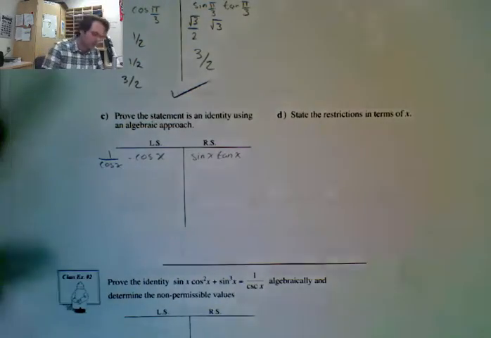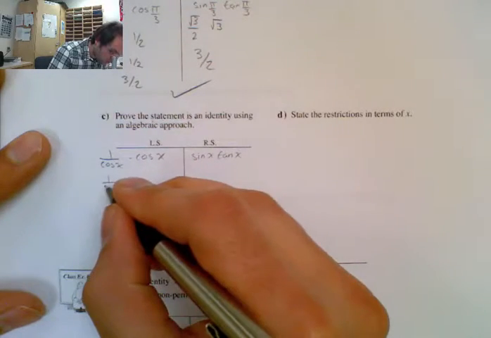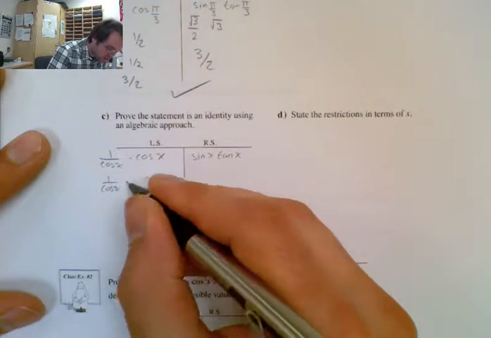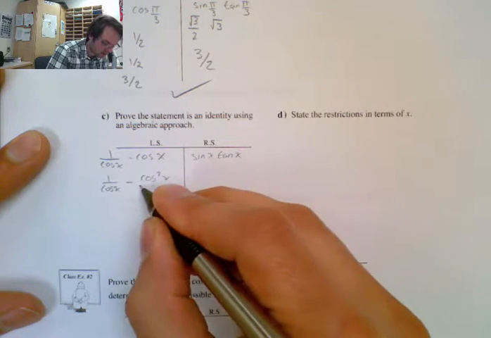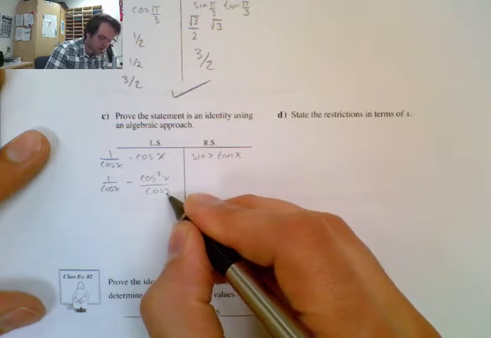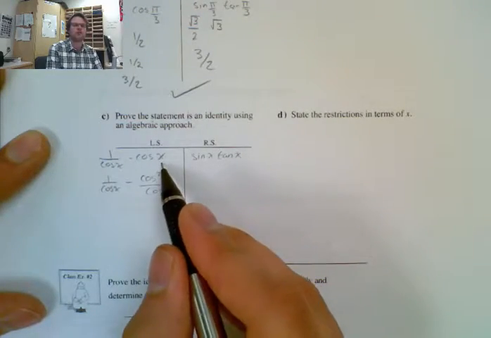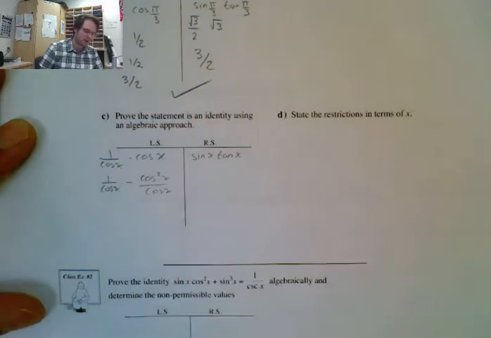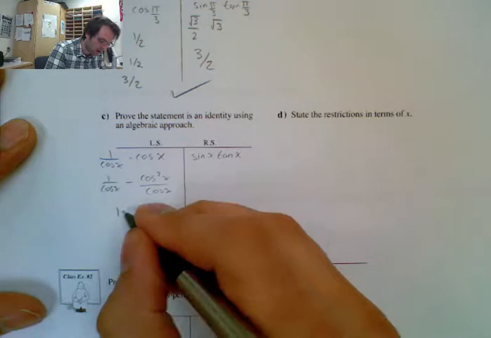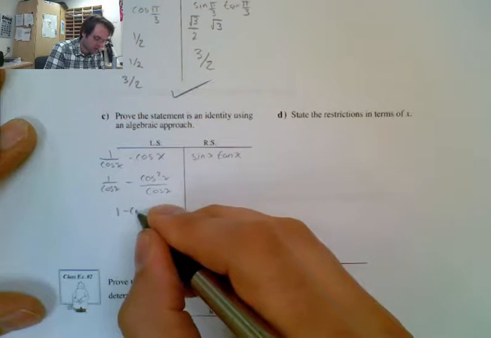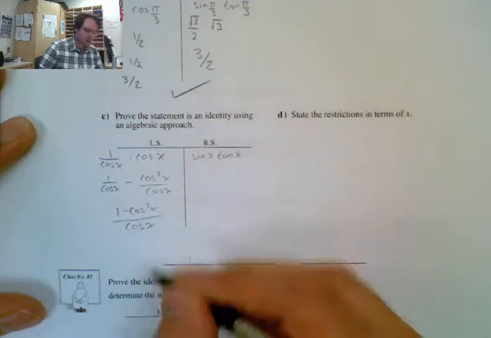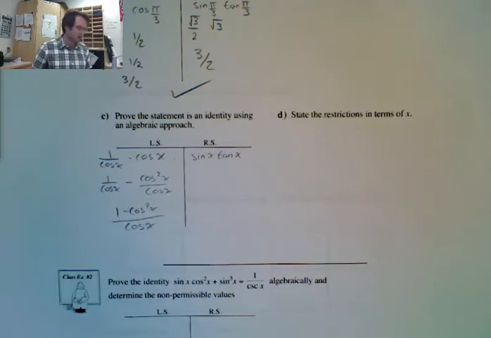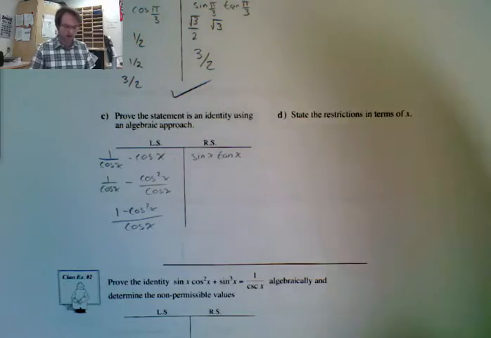I need common denominators. So this is going to be 1 over cos x, subtract cosine squared x all over cos x. All I did was multiply this by cos x over cos x to get this part here. Now I can add this together. I'm going to get 1 minus cosine squared of x all over cos x. Okay? Now I look at this here, and I'm going to look at my identity sheet.